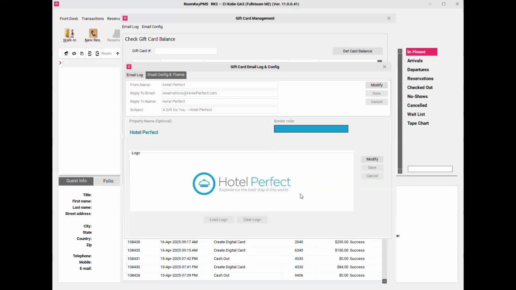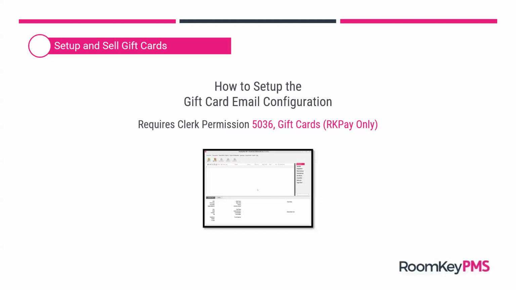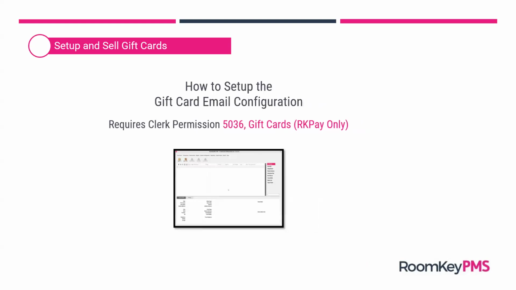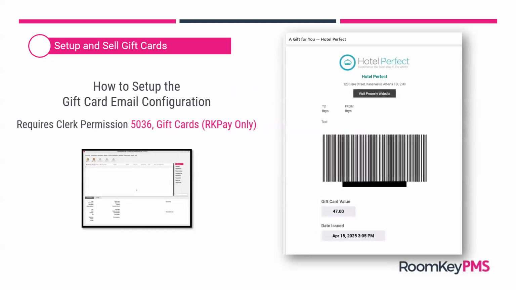Now, one thing to note is that if you use our Roomkey PMS mobile, that logo and theme information will automatically copy over for you. So you can review it there in the email config, but you can certainly keep that the same as what any of your mobile guests would see, is the same as what your digital gift card recipients would see. So I have an example here of what that digital gift card will look like.